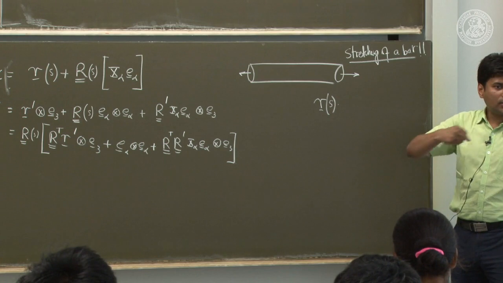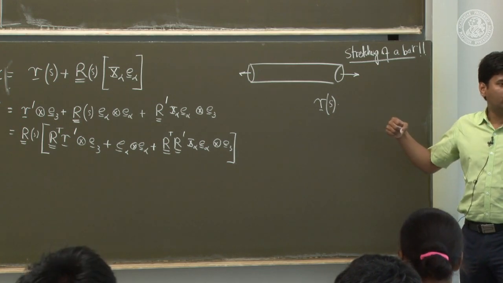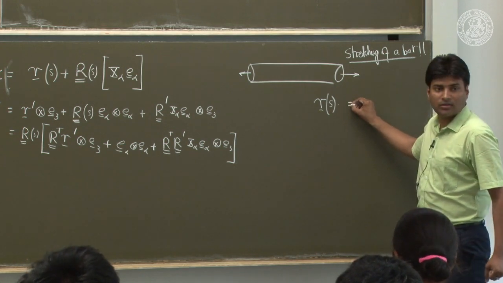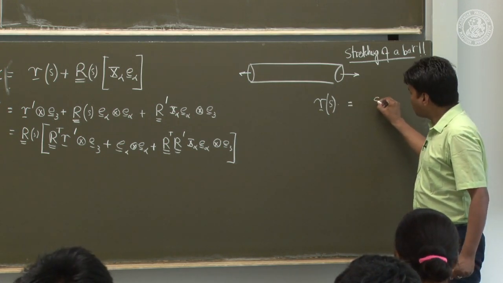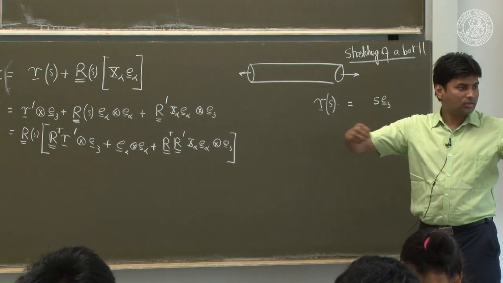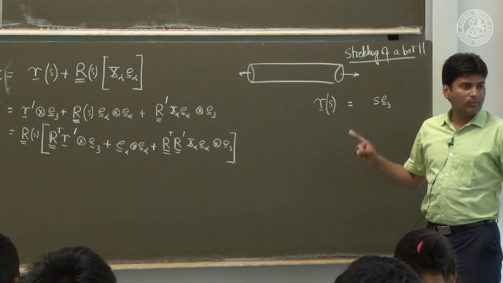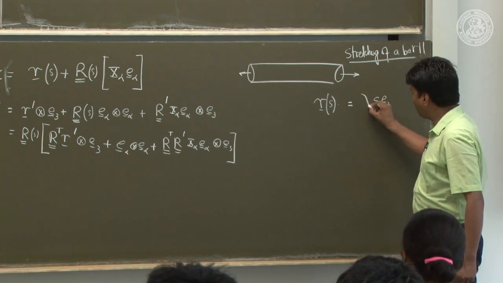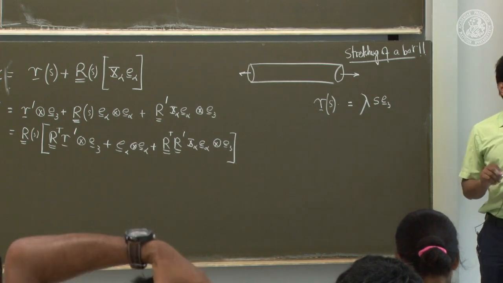So how does the center line change if you stretch a bar? If you have not stretched it, then it's simply S E3, right? It's along the axis S E3. But when you stretch it, let's say by lambda, it becomes lambda times S E3, isn't it?